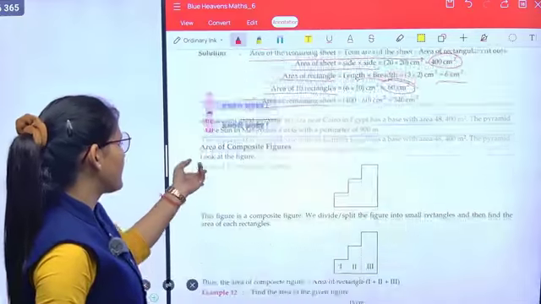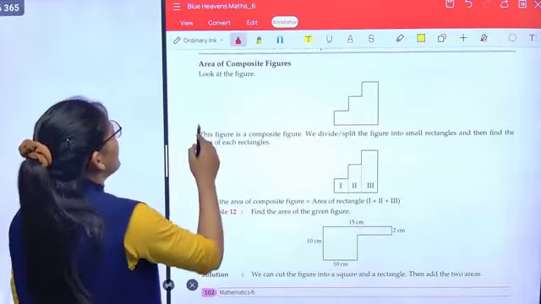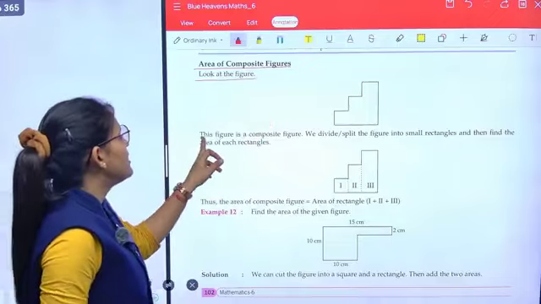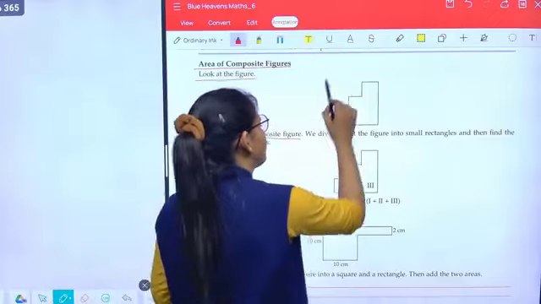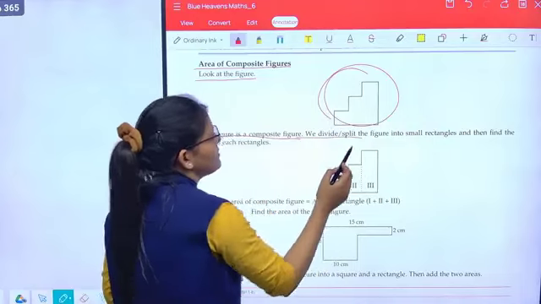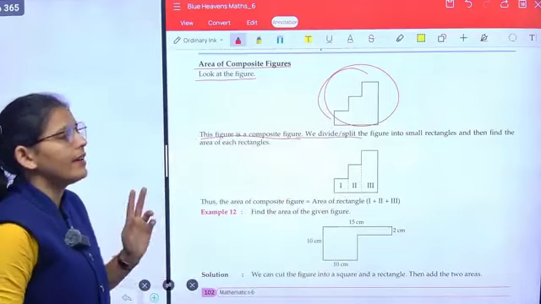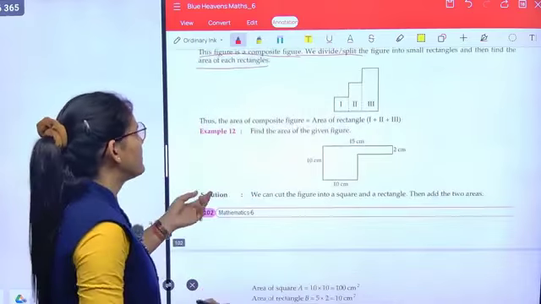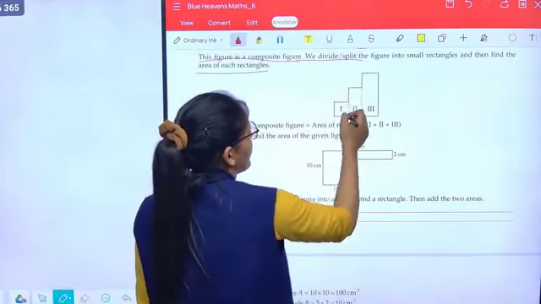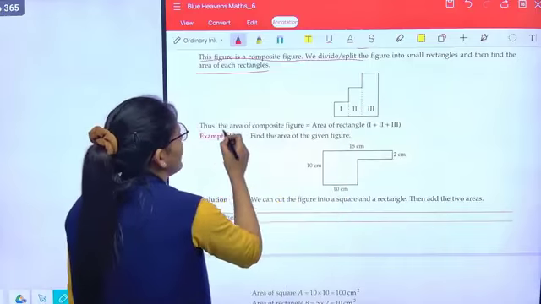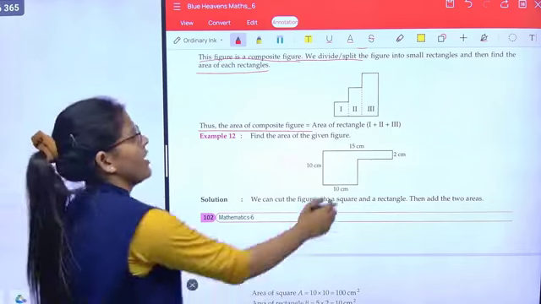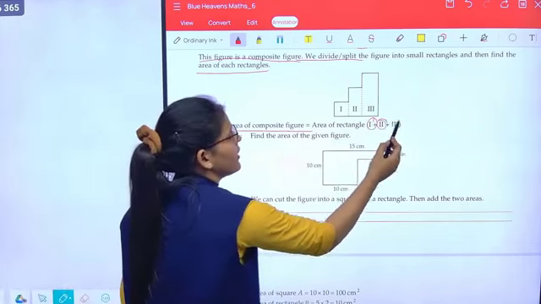Now come on, area of composite figure. Look at the figure. This figure is a composite figure. We split the figure into small rectangles and then find the area of each rectangle. Now class, we divided it like this. Thus the area of the composite figure is equal to area of rectangle 1 plus rectangle 2 plus rectangle 3.